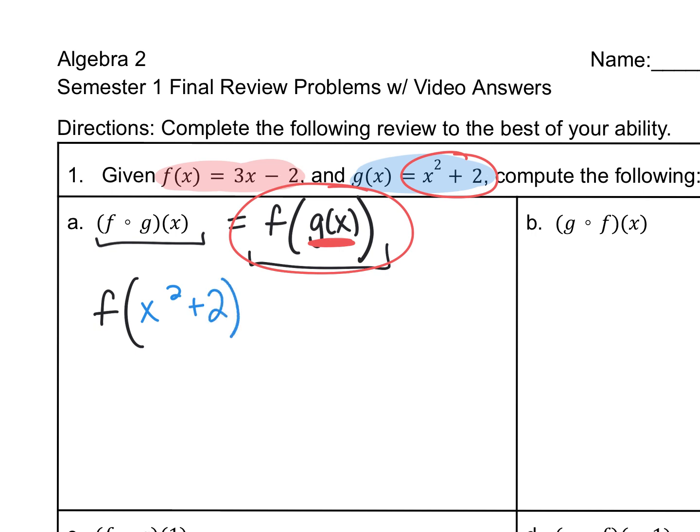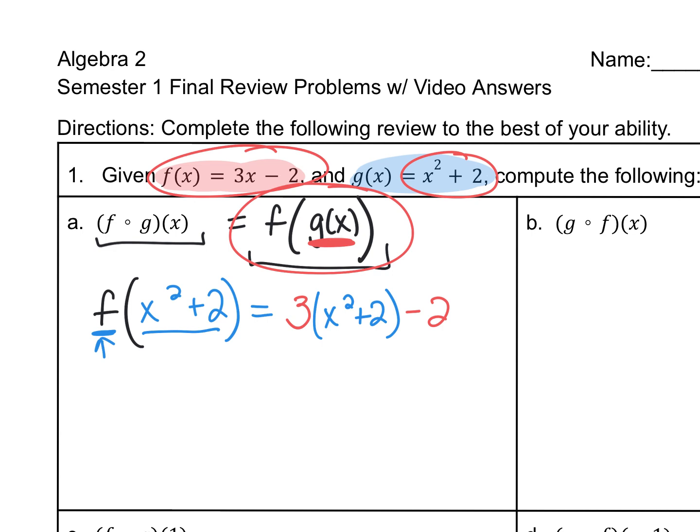Okay, so I'm finding f of x squared plus 2. I'm essentially just plugging x squared plus 2 into f. I'm done with g. I'm just plugging this in to f, and we see f right here. How am I doing that? I've got a 3 in f. I'm plugging x squared plus 2 in everywhere where I see the letter x, and then I'm keeping that minus 2 on the back. That's how we do this.